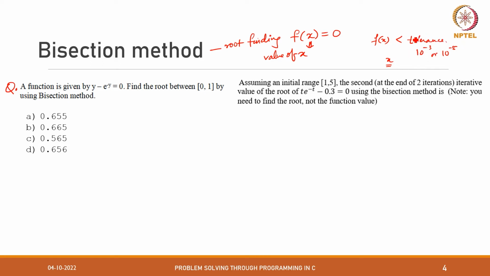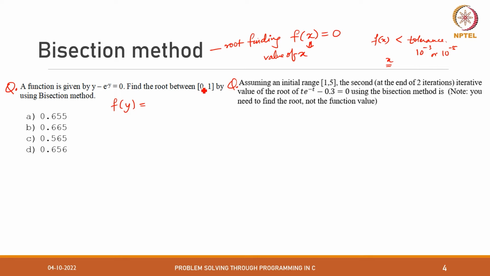Okay, so up to a certain accuracy we'll find the root. I hope you are clear with how the bisection method works, because that is what is required here. The first function that we have is y minus e to the power minus y equal to 0, and the range is given as 0 to 1.